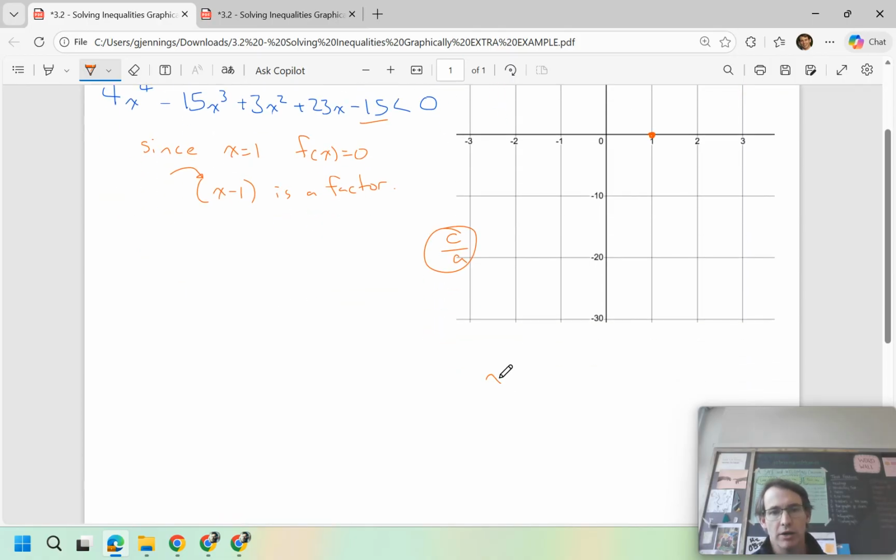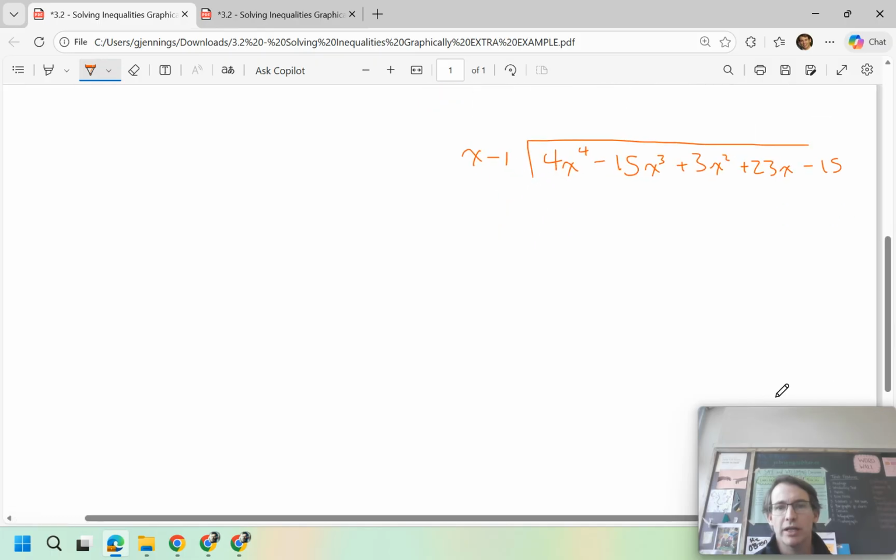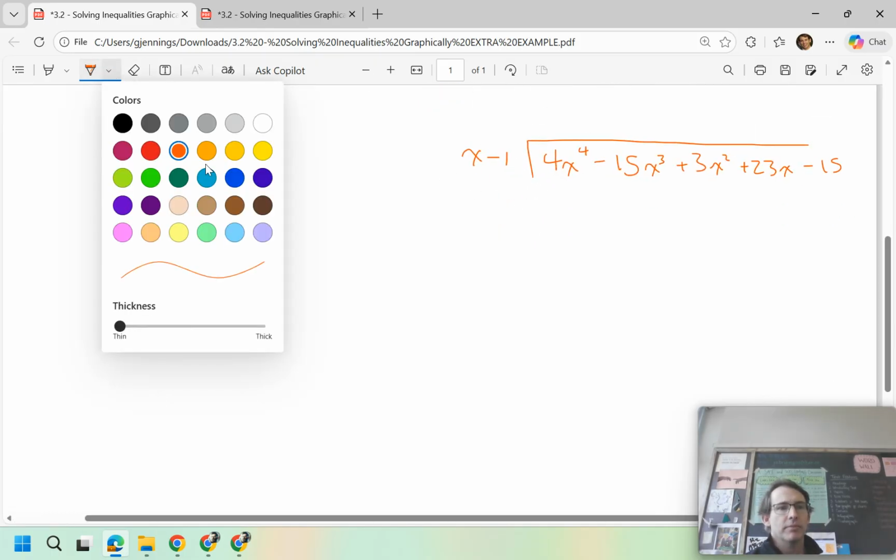So we write it out. X minus 1 long divide into, if you're using synthetic division, I salute you, but I don't understand you. So that's fine. You can do that, but I do this. So let's go. We're going to long divide in here. So I'm going to multiply first by what?